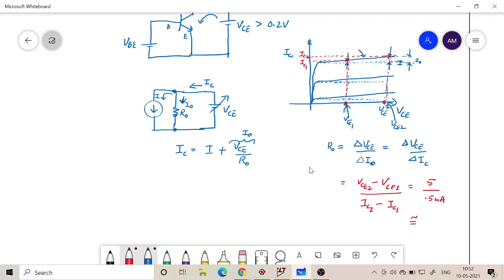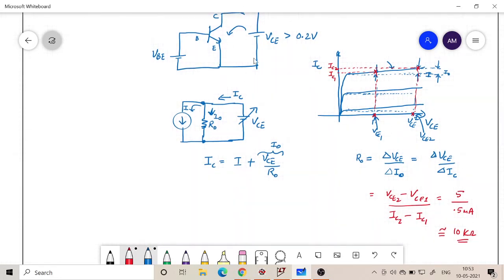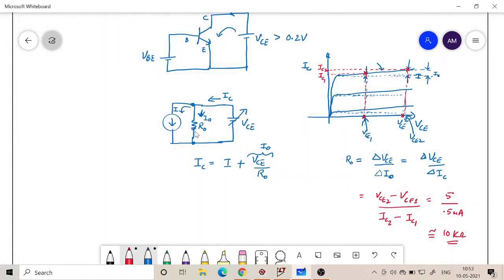If you do that, you will get 10 kilo. So it is of the order of 10 kilo. Okay, so that's how you find out R naught. Once you get this, you can model it more accurately. You can replace the output side of the transistor circuit with a practical current source, which has an ideal current source in parallel with the output resistance R naught, and the value of R naught for this particular transistor characteristics we obtain as 10 kilo.